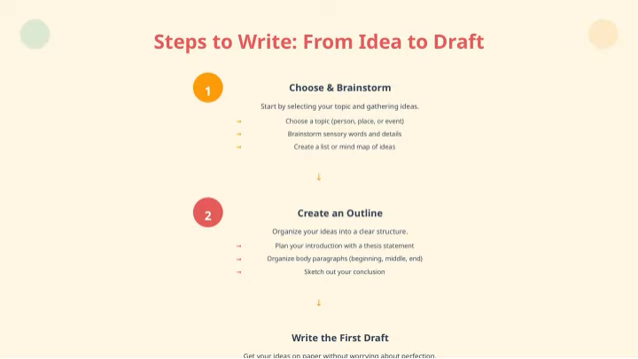Let's walk through the steps to go from an idea to a draft. First, you want to choose your topic carefully, something like a person, a place, or an event that sparks your interest. Once you've got that, start brainstorming by jotting down sensory words and details that bring your idea to life. Creating a list or a mind map can really help organize your thoughts and make sure you don't forget anything important. Next, you'll want to create an outline.